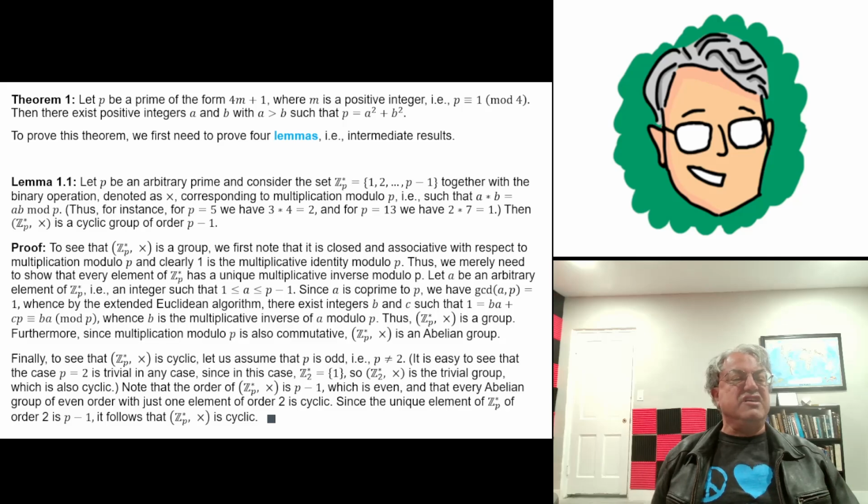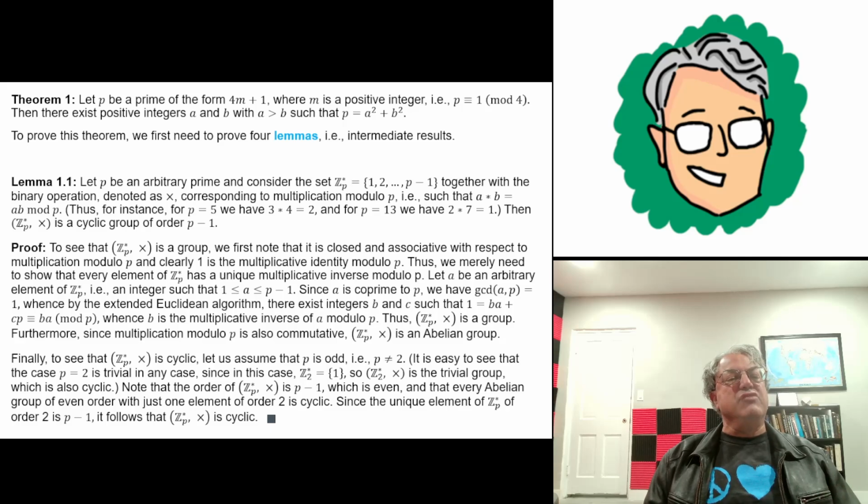So we have this set of numbers from 1 to p minus 1. They're all less than p. And now we're also including with that set multiplication modulo p. That means, for instance, if p was 5, 2 times 3 would be 1, because 2 times 3 is 6, which is 1 mod 5. And 3 times 4 would be 2, because 3 times 4 is 12, which is 2 mod 5. I think you get the idea.